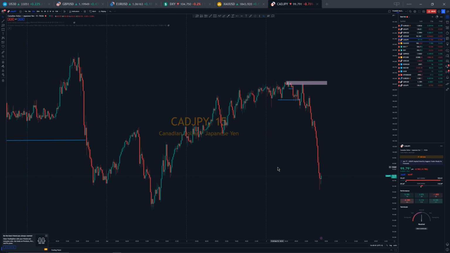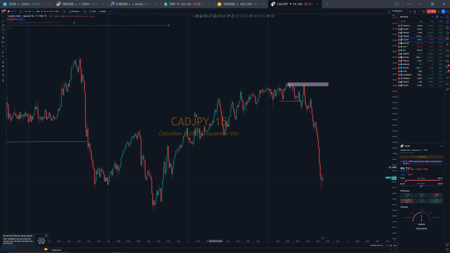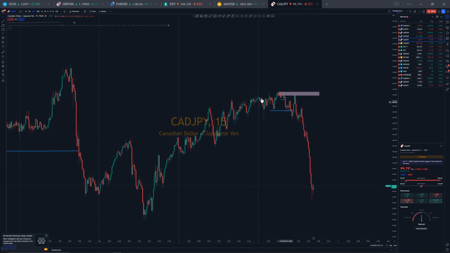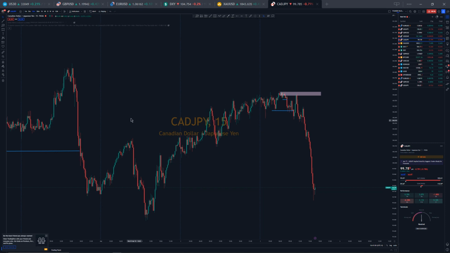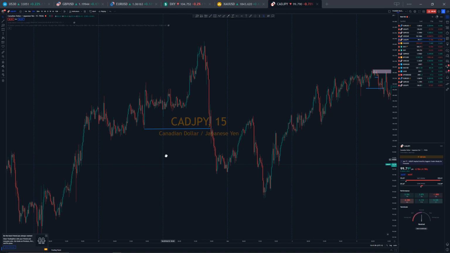Hello everybody. Today I'd like to touch on a few things based on SMC trading, smart money concept trading. Let us look at CADJPY. I was actually looking at CADJPY right now, and I discovered that I actually missed a good trade over there. But nevertheless, let me break it down for you. So we'll start from the back.